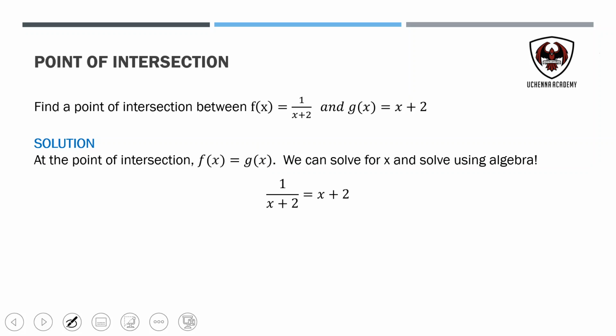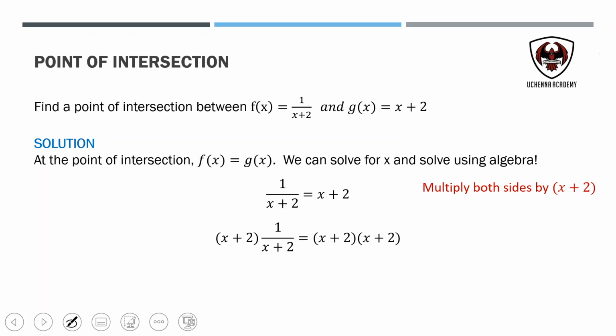So 1 over x plus 2 will be equal to x plus 2, and then we solve for x using algebra. To solve for x, my first step would be to multiply both sides by x plus 2. That makes it easy. On the left side, x plus 2 will cancel out, so I'll end up with 1 is equal to x plus 2 squared. One way to now solve it is I can just take a square root on both sides to get rid of that exponent on the right side.